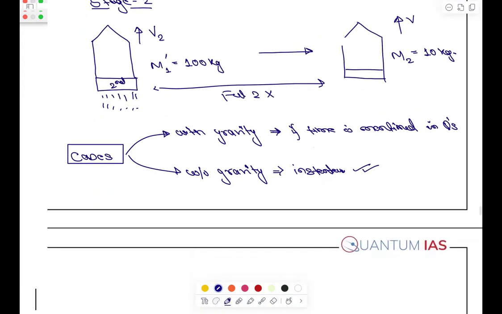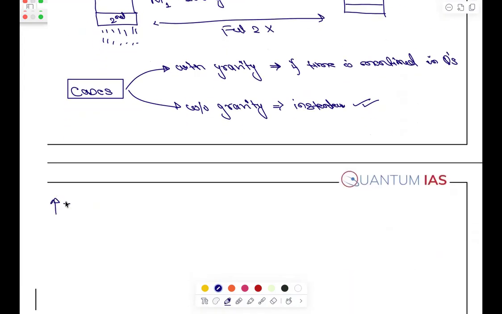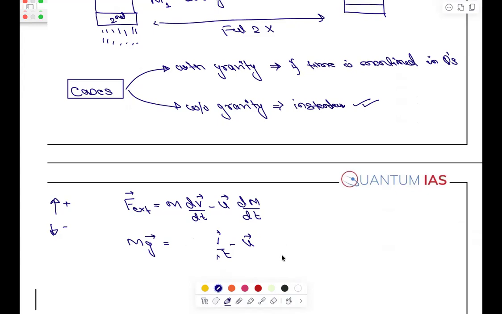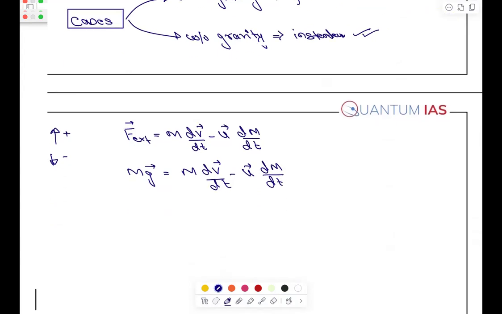So what we will write, I'm going with the scratch only, right? Considering upward as positive, downward as negative. We have done this yesterday also. F external is equal to m dv by dt minus u dm by dt, right? What was that? It was mg. Net external force was mg, and this is m dv by dt minus u dm by dt. Now you need to understand the time that we are taking here is very less. So g will be dv by dt minus u by m dm by dt.